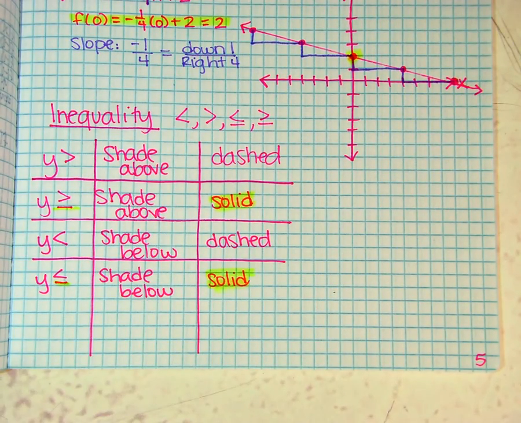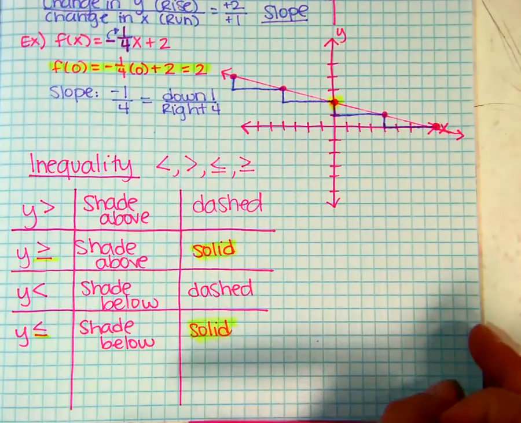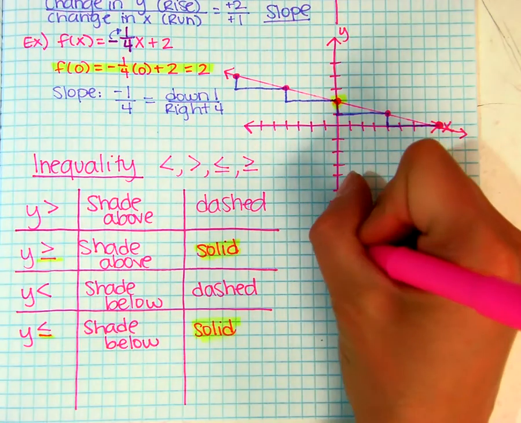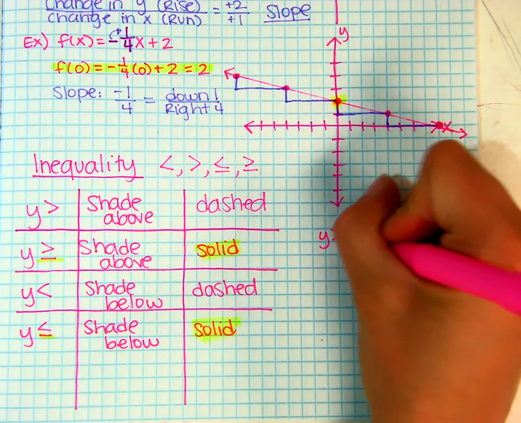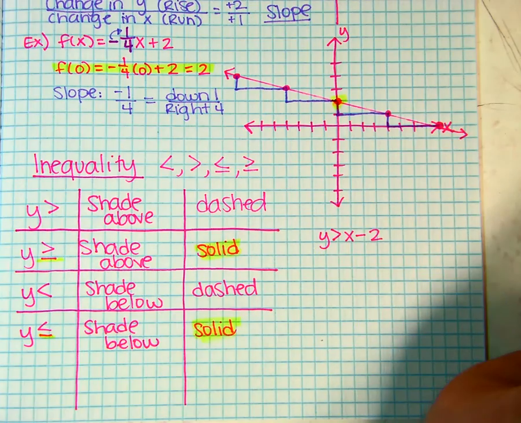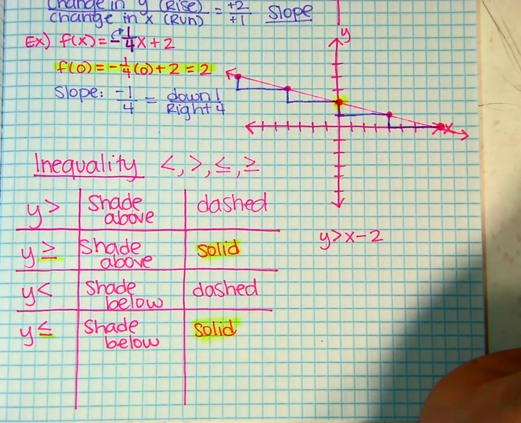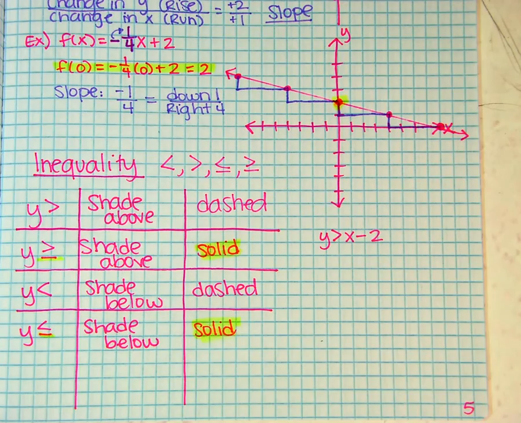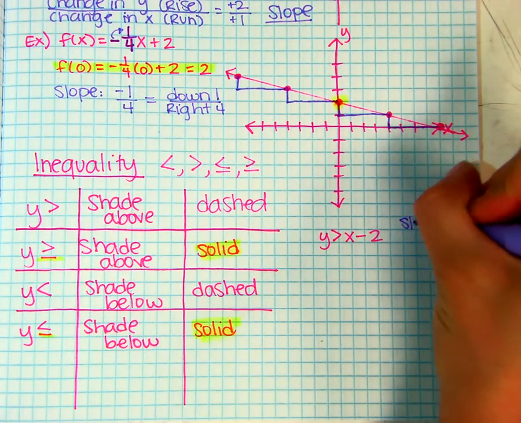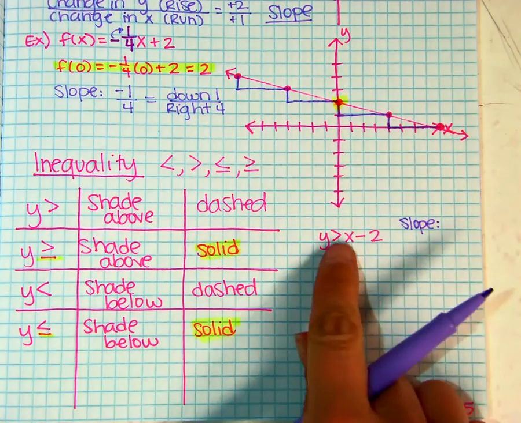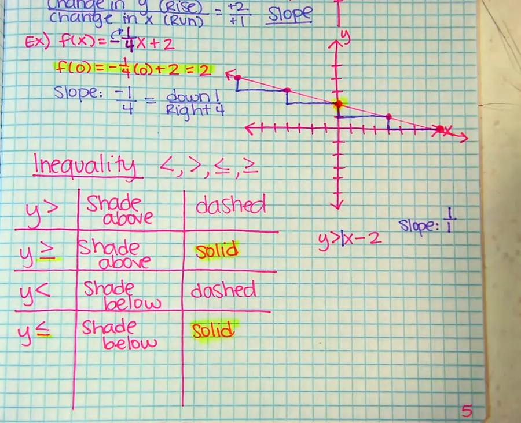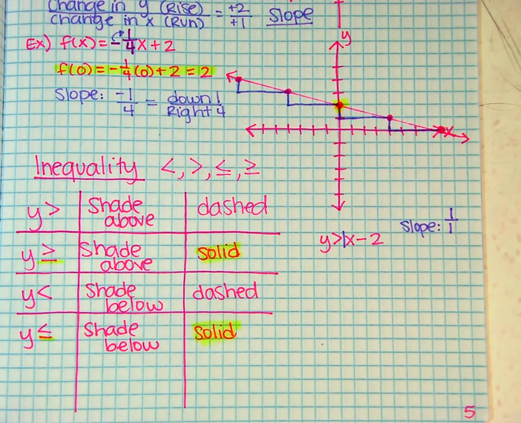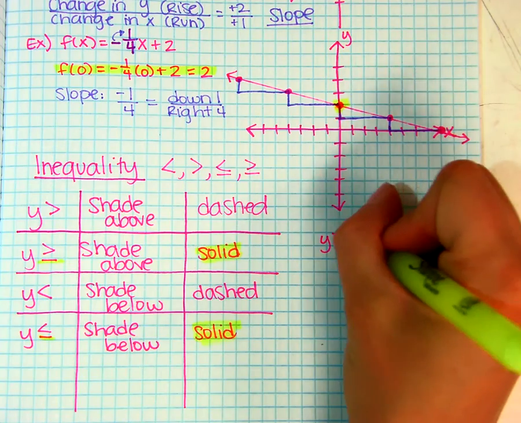So, real quick, I'm just going to do a small little example over here. If we have y is greater than x minus 2, if we use our slope-intercept form, then my slope is this invisible 1, so it is a 1 over 1, and my y-intercept is that last number, and we include the sign, negative 2.